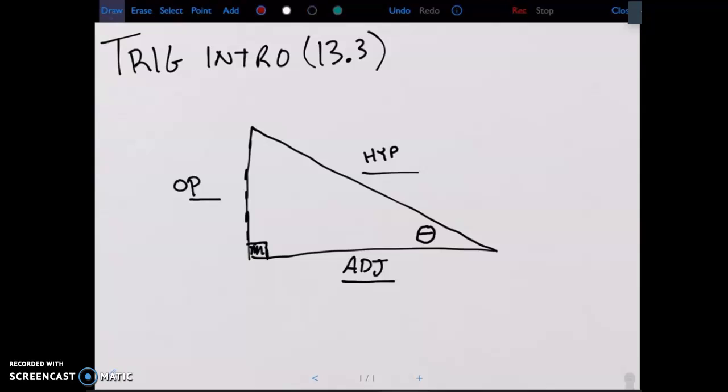Now if we change it up and look at the other angle, beta, this side right here won't be the adjacent side anymore. Now it will be the opposite of beta. This side will be the adjacent to beta, and this, no matter where beta is, will always be the hypotenuse. Okay? The reason that's important is because I can give you something like this. Let's just work with theta right now.